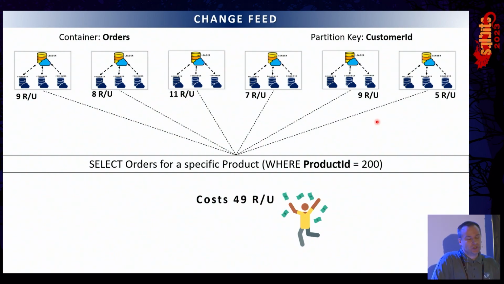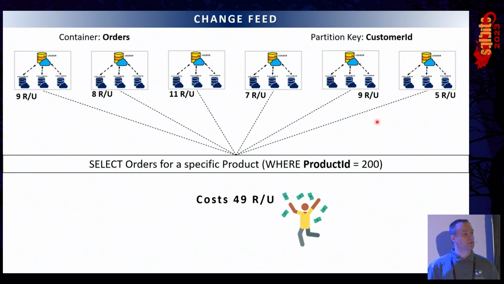For change feed to work, for example, let's say here we have a container, and we are saving orders again, and our partition key is customer ID. Now, we are running this select statement, and we are saying, give me all the orders for this product, and we have the product ID. The problem is, my partition key is customer ID. So there is no way to run this in only one physical partition. We have to send it and run it in every physical partition, and that's going to cost you a lot of money. It's going to be a lot of request units.